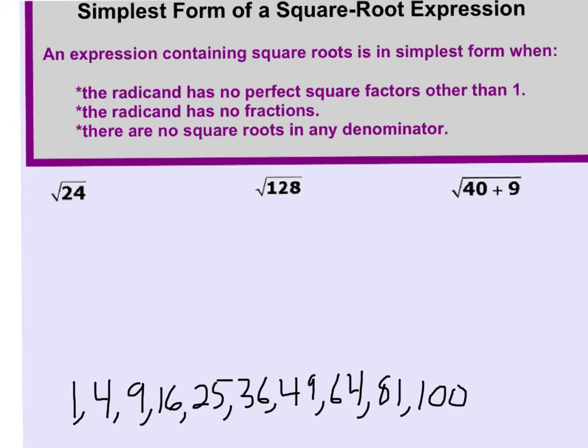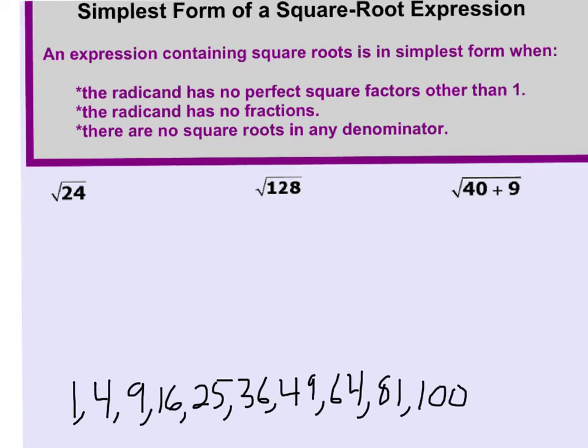All right, I said that we had practiced numbers some more. We're going to do it right now. Simplest form of a square root expression is when the following happens. The radicand has no perfect square factors other than 1. In other words, none of these numbers here can divide what's inside. The radicand cannot have fractions. We'll talk about that later, but you can't have a fraction in the radicand. And there are no square roots in the denominator, and we'll talk about that.